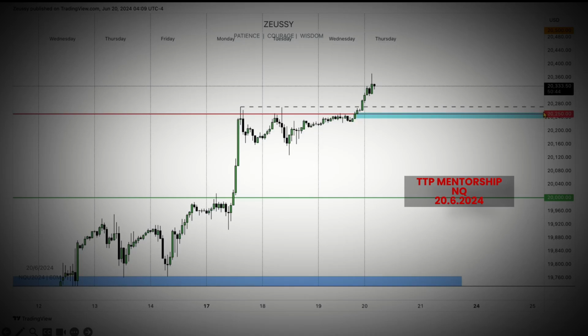Notice that this lines up with the 20,250 level. And what I would be targeting then is the sell side liquidity below this low right here, the Tuesday low, and maybe even the market trading into this BC right here.